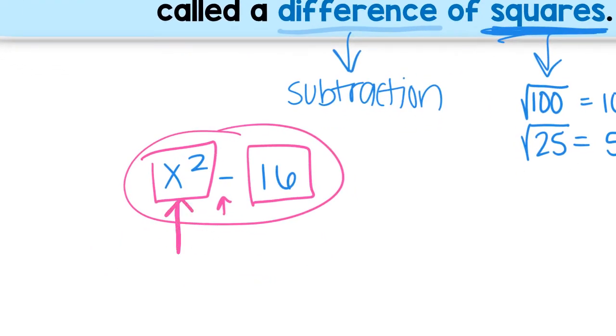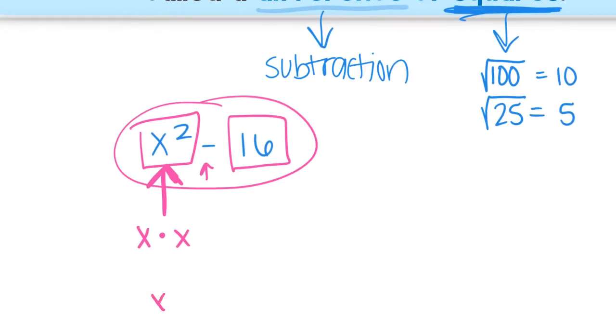So the square root of x squared, what times what equals x squared? Well, that would just be x times x, right? So the square root of x squared is x. And what's the square root of 16? What times what equals 16? Well, that would be 4. 4 times 4 equals 16.